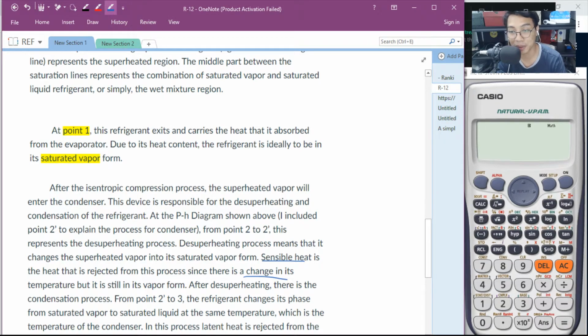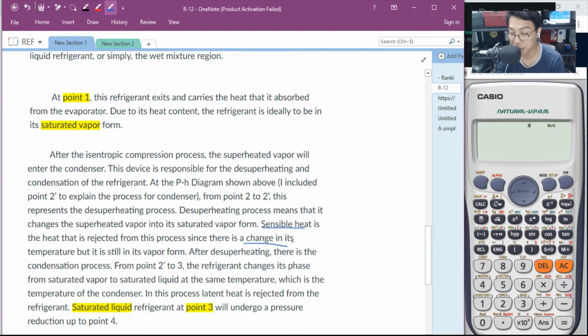Pag may change in temperature ka, sensible heat ang nararamdaman mo doon. That is the heat energy na meron doon. Kapag nagkaroon ka ng change in phase, ibig sabihin doon, that is latent heating. Okay? And then after this, there is a condensation process. From process 2 prime to 3, the refrigerant changes its phase. Ibig sabihin, meron kang change in phase, then that is latent heat. In this process, latent heat is rejected from the refrigerant. Yun yung tinanggal ng iyong condenser.